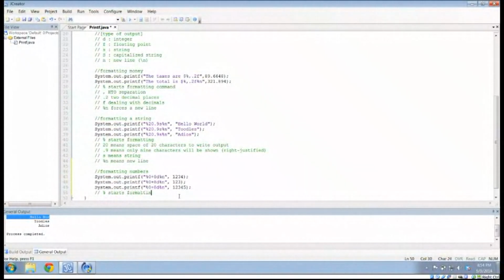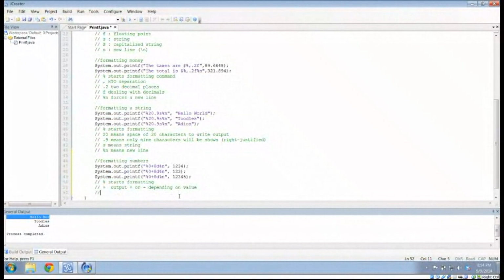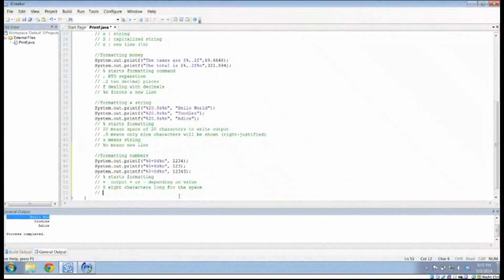Now, we talked about these things before. So the % starts the formatting. The plus is going to tell me that we're going to output a plus sign or a minus sign depending on the value. So in other words, if all of these are positives, I should see a plus sign for each of these. The 8 means that we're going to have 8 characters for the space. In other words, I'm going to be able to see 8 characters. And because I see this d, it means I'm dealing with integers. And of course the %n is still a new line.